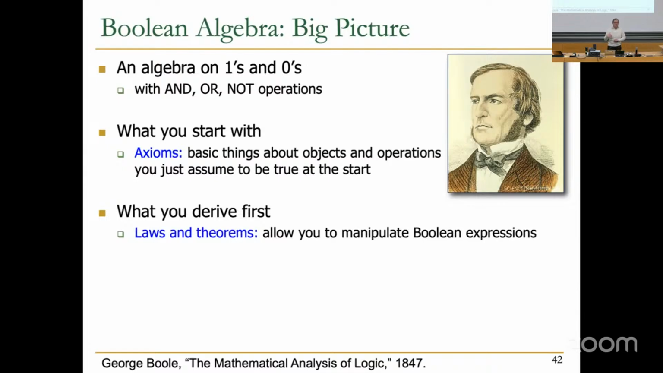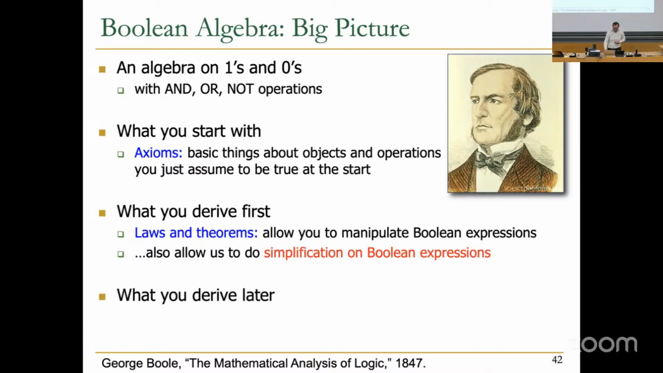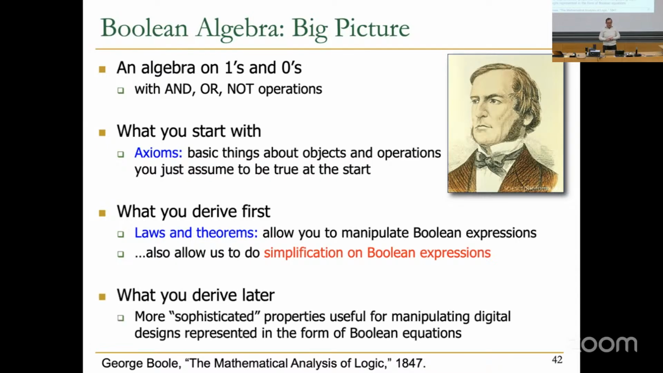We derive some laws and theorems. These allow you to manipulate Boolean expressions. And also, importantly, and this is the reason why we're really studying it, this allows you to simplify Boolean expressions. You may have a very complicated Boolean expression. If you actually implement it using gates that are at the level of the complexity of the equation, it may be a very expensive circuit. But if you actually simplify it, the circuit will be much smaller, as we will see. And then we can derive more sophisticated properties useful for manipulating digital designs, represented in terms of Boolean equations.